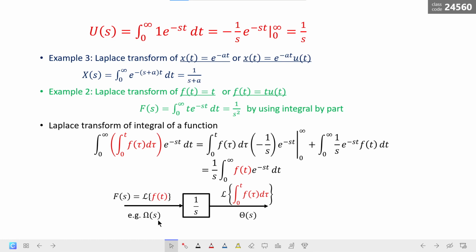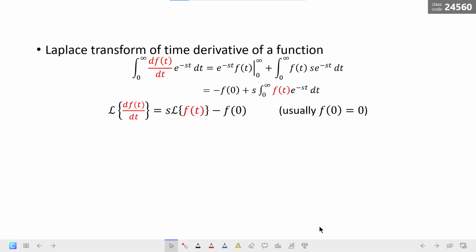See? You have angular velocity here, and then you get angle here. And next one, Laplace transform of time derivative of function. This one is very, very important. It's applied for the ordinary differential equation that you have just taken for the assessment.